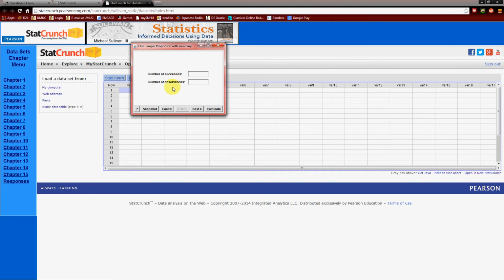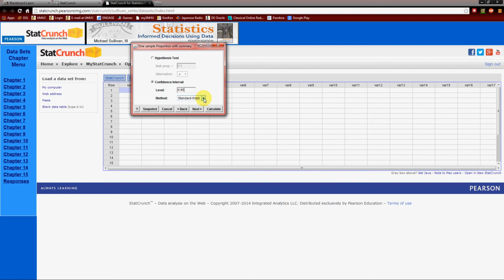Number of successes, the number of observations, or the number of trials. For this example, we had 8 successes out of 1,000 trials. Next. Hypothesis test will be for week 4. We're doing confidence intervals. 95% confidence interval. If we were doing a 90%, that level would have to change to 90, but let's keep it at 95%.